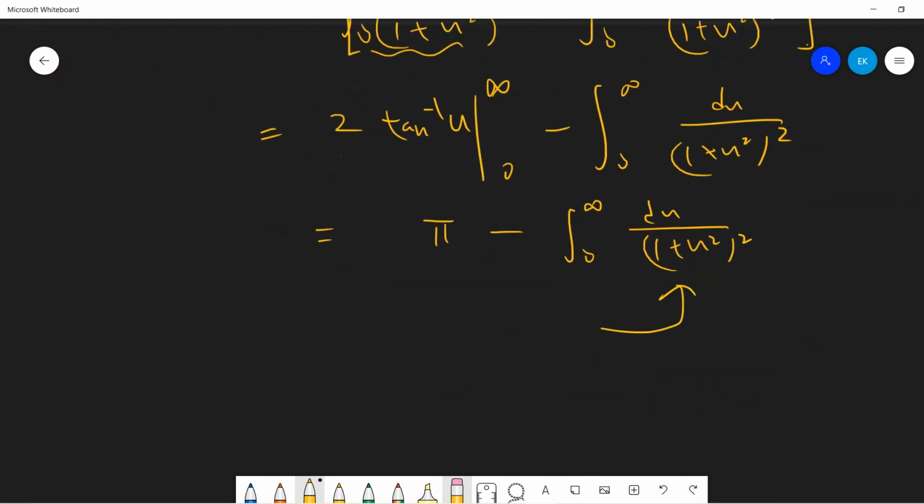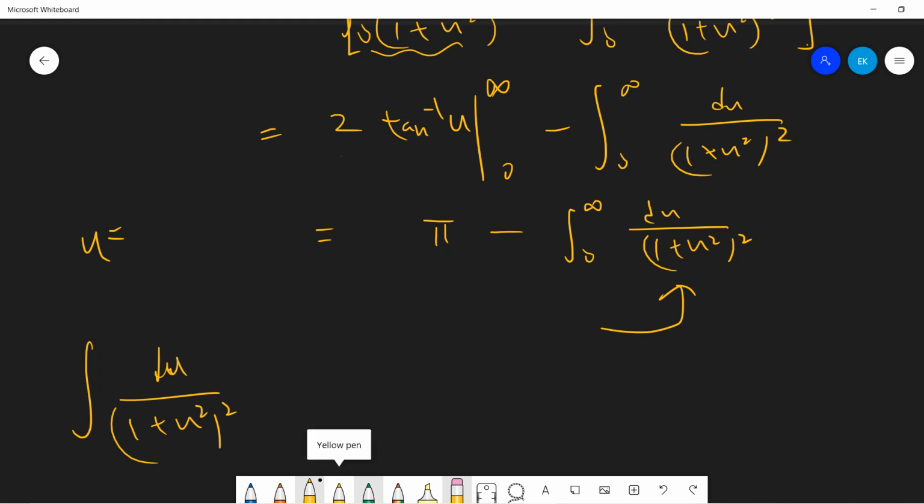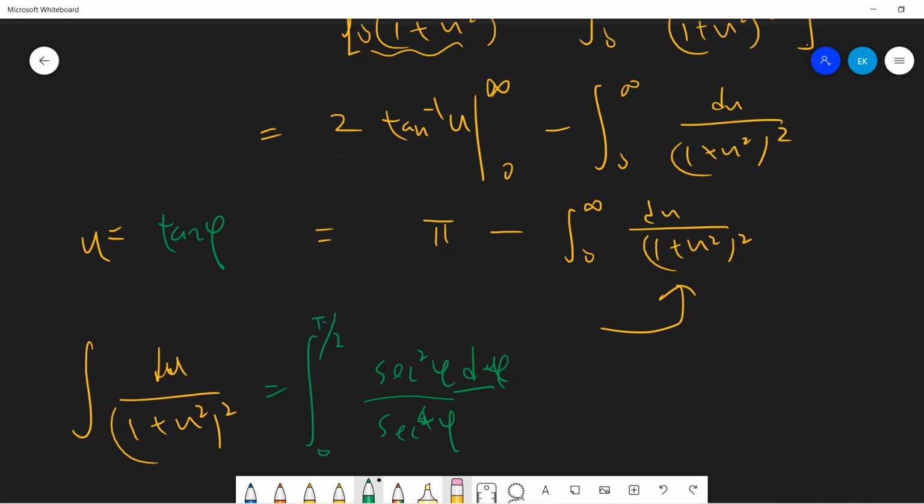You can still use complex analysis to do this term, but let's assume that you don't. The standard substitution is u equals tangent phi. So it becomes secant squared phi over secant to the fourth phi, d phi. When u is 0 you get 0, and when u is infinity you get pi over 2. So this is the integral from 0 to pi over 2 of cosine squared phi d phi, and this is easy to prove.